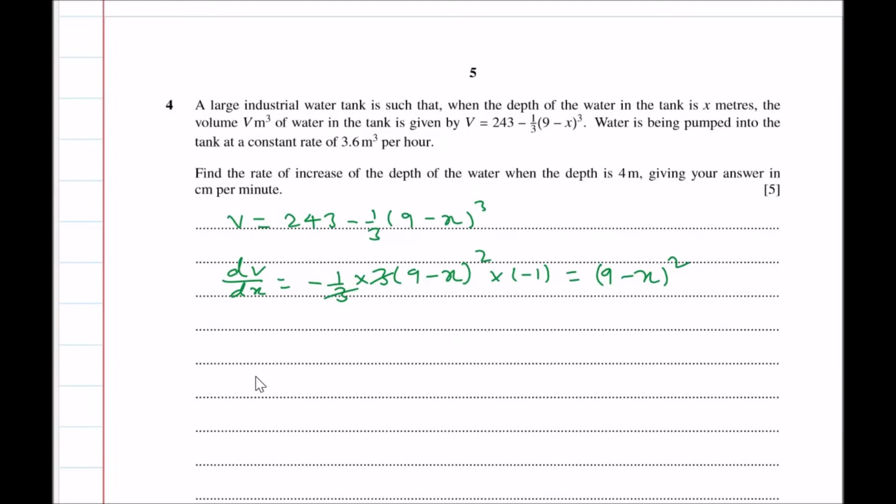What other thing do we have? We have dV by dt. dV by dt is 3.6 meter cube per hour. This is the rate of the volume given. Now, question is asking find dx by dt.